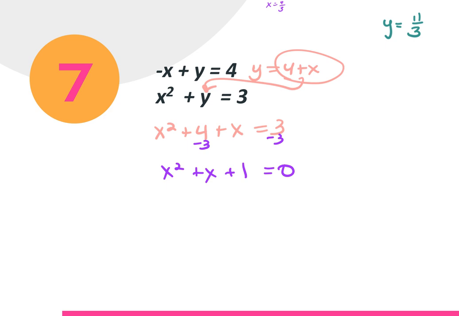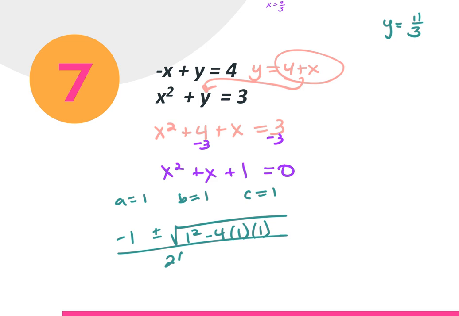What are the factors of 1 that sum to 1? Nothing. Trick question. What do we do when we can't factor? Oh, yeah. A is 1. B is 1. C is 1. Negative b plus and minus the square root of b squared minus 4 times a times c all over 2 times a.